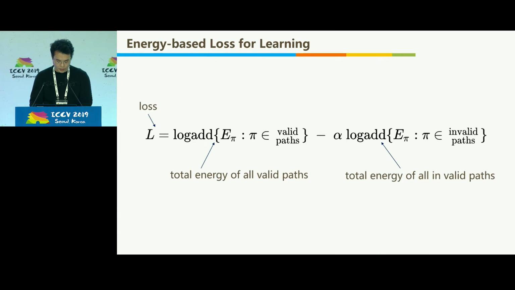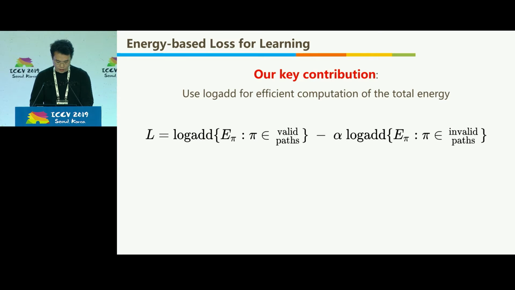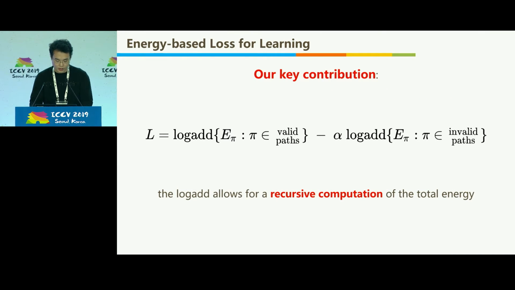We propose our energy-based loss that addresses both legal and illegal paths with an auxiliary log-edge function. Therefore, our key contribution is to use the log-edge function for efficient computation of the total energy. In particular, the log-edge function computes the total energy in a recursive manner.